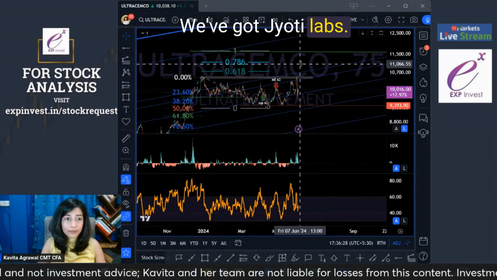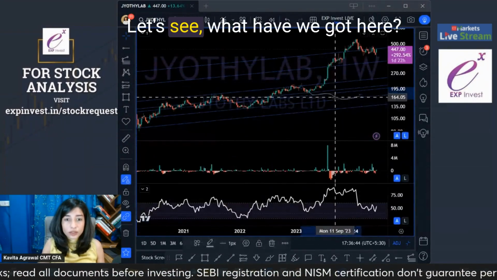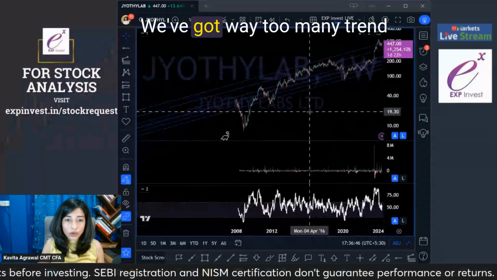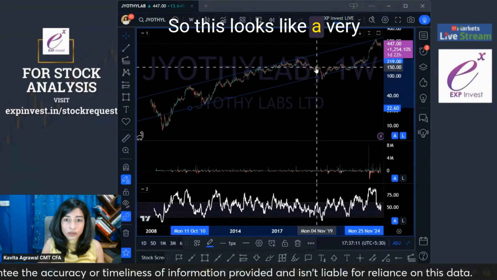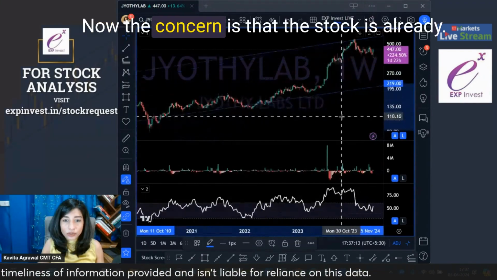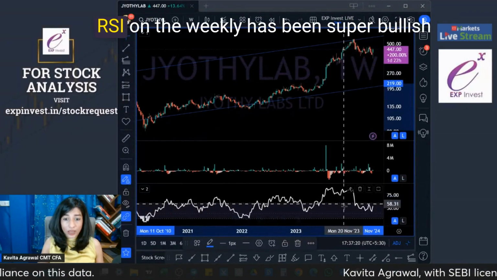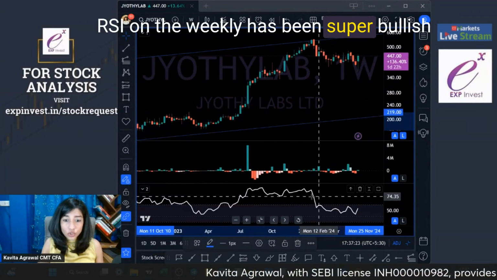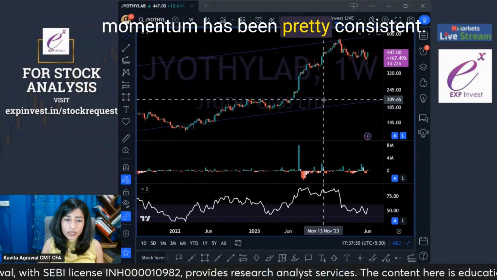We've got Jyoti Labs. So we are looking at the stock Jyoti Labs. See, what have we got here? We've got way too many trend lines than I'm comfortable with. So this looks like a very nice little upward channel. Now the concern is that the stock has already touched the upward channel, even though the RSI on the weekly has been super bullish all the way to the end point, which means the momentum has been pretty consistent.